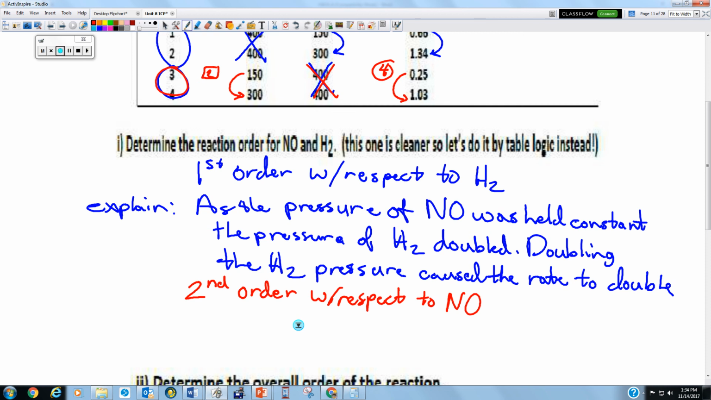Start with, as the pressure of H2 is held constant, the pressure of NO doubled. Doubling the pressure of NO caused the rate to quadruple, or caused the rate to increase 4 times. Something along those lines. All right.